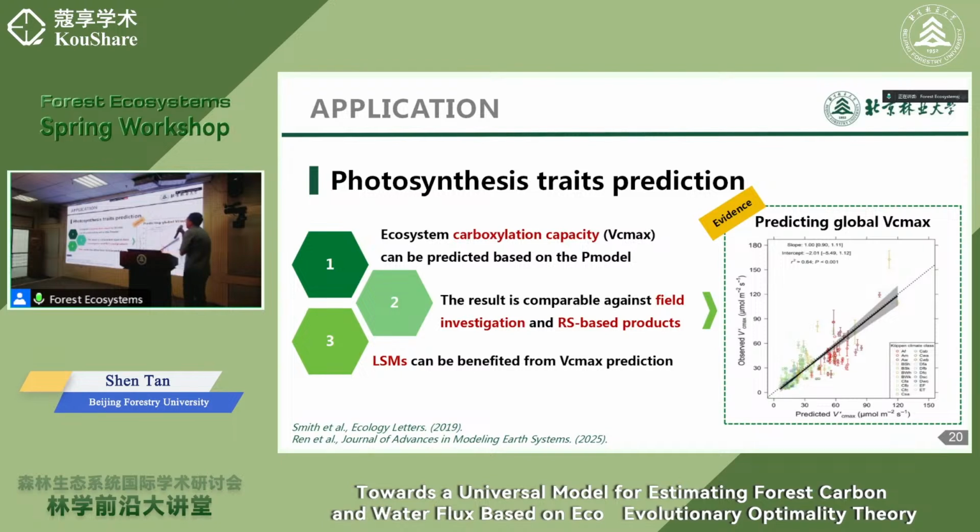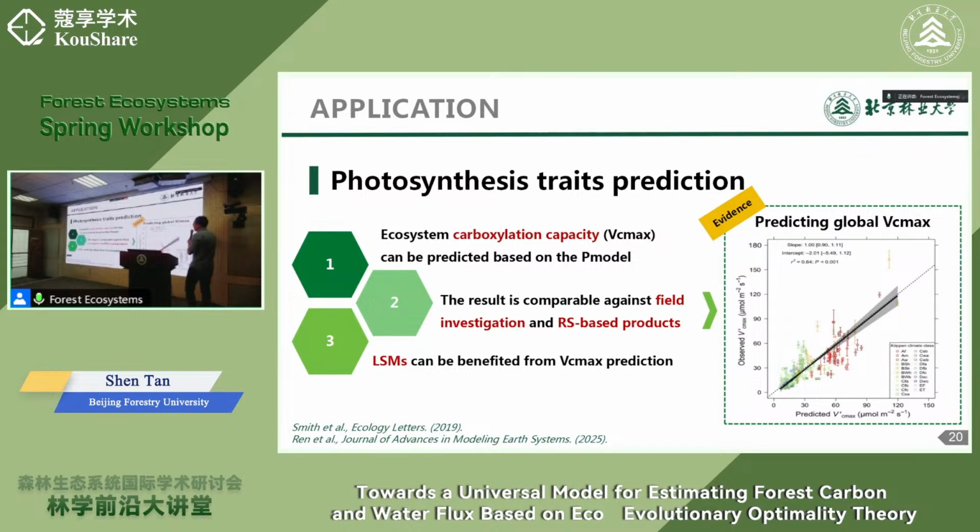And our model has also had some applications after the publication. The first part: because we can estimate the photosynthesis rate with a reasonable performance, this means we can predict the photosynthesis related traits based on this theory. This application is mainly about the prediction of ecosystem carbon oxidation capacity, that is the Vcmax, and this trait can be predicted based on the P model.